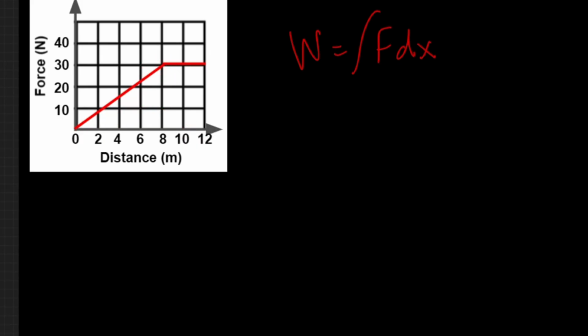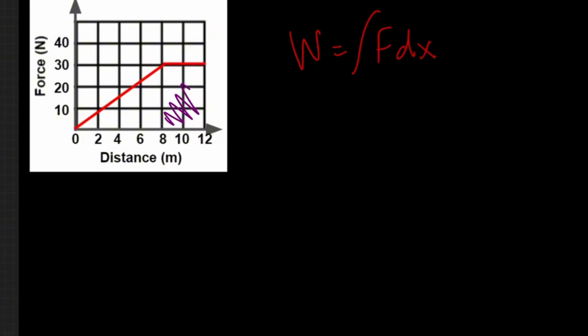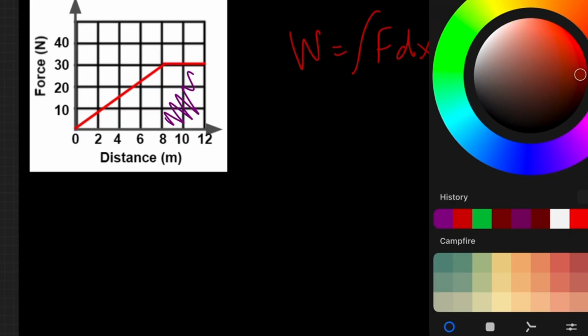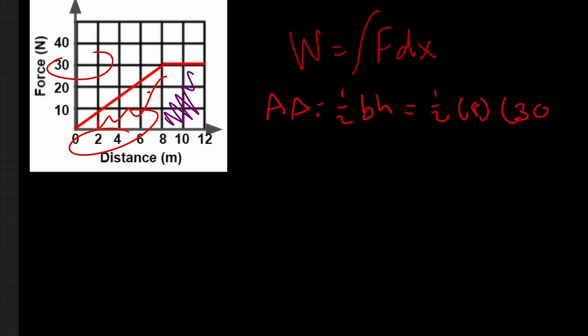So what I like to do when I'm taking the area beneath a function is separate it into shapes. So we have the rectangle here, and then we have a triangle here. So we're just going to start with the area of a triangle, which is 1/2 base times height. And we know that the base is 8 meters, and the height is 30 newtons. So we have half of 8, and we have 30. And this is going to evaluate to 120.